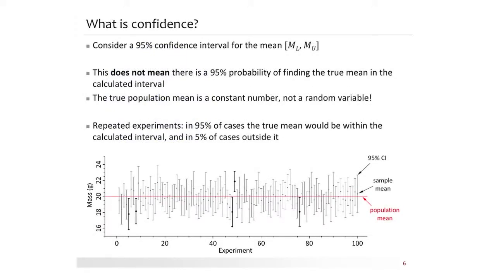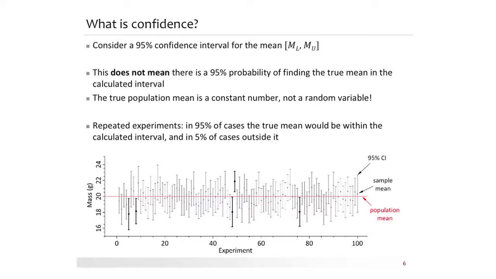First, we have to understand properly what is this confidence that I mentioned. So just let us focus on a certain number. Let's consider 95% confidence intervals. These are probably most commonly used in biology. So we have this interval from ml to mu. First of all, this does not, I repeat, does not mean that there is a 95% probability of finding the true mean in this interval.